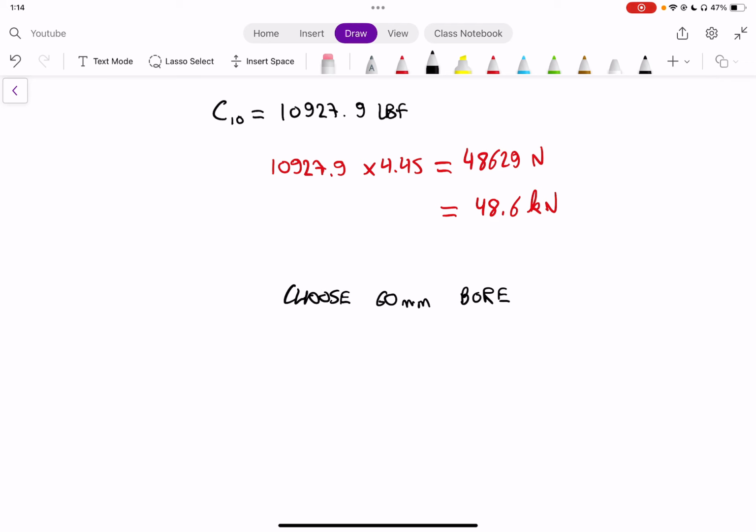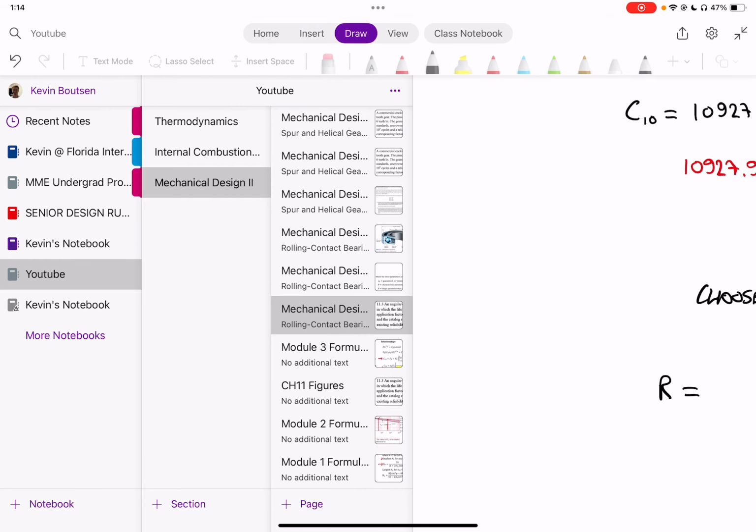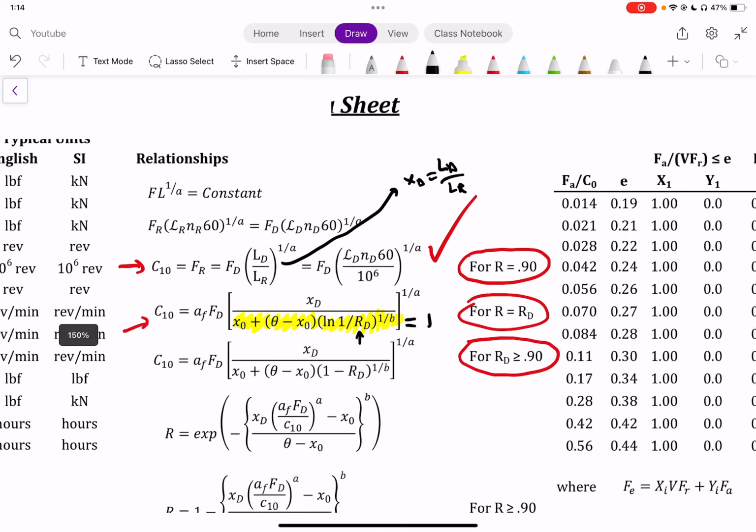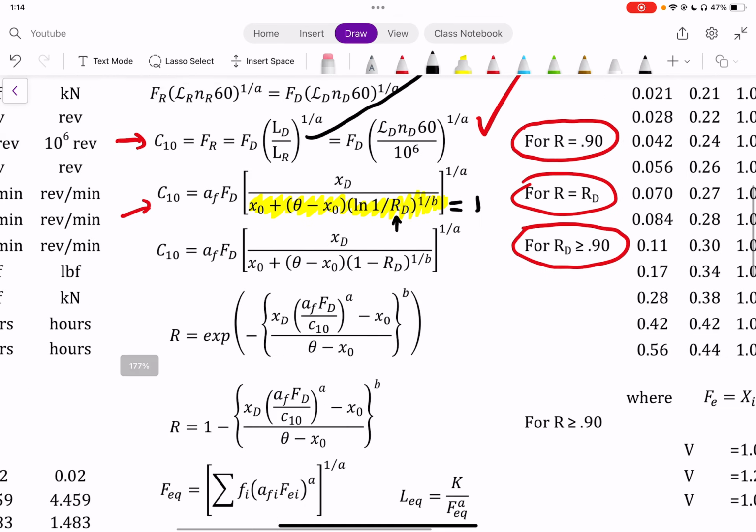Now, because the C10 is slightly higher, we're going to assume, and it should be a fair assumption, that reliability should be higher than 0.9 because we've chosen a bearing that is stronger than what we actually needed. So we can solve for R based on the equations for R that we have in our formula sheet. If we go back to the Module 3 formula sheet, we see that we have two equations here.